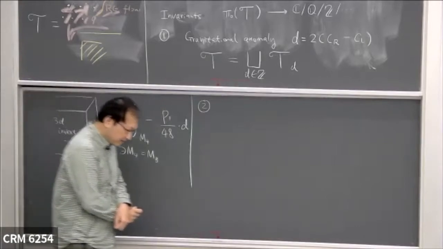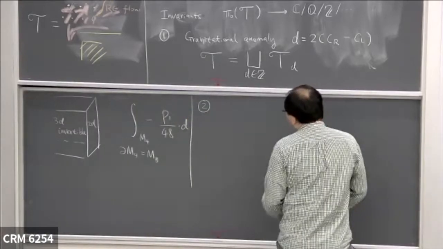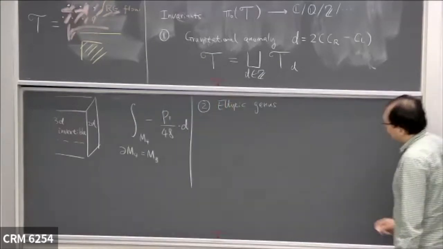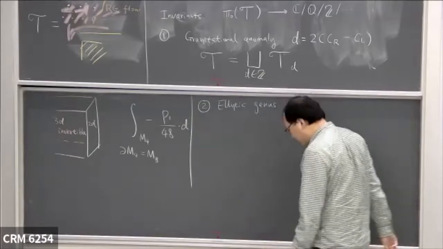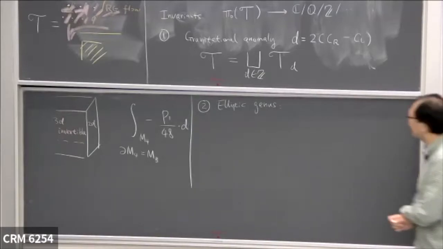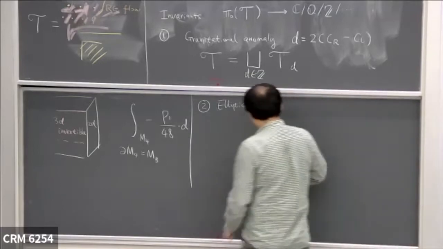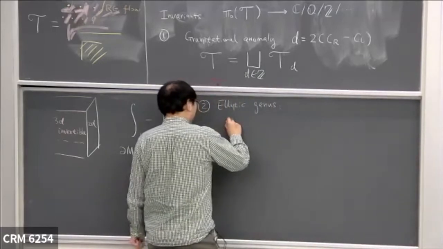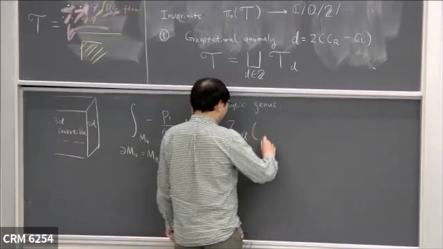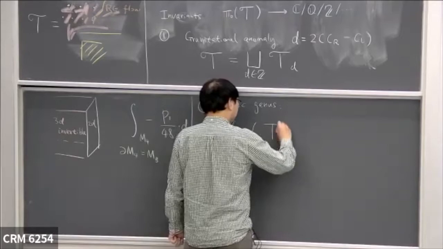So the second invariant that I'm going to introduce is known as the elliptic genus. And this is, in fact, what I have already introduced last time, but we're going to do it again in a slightly different way. So now we want to define it as the partition function of the theory on just T^2.